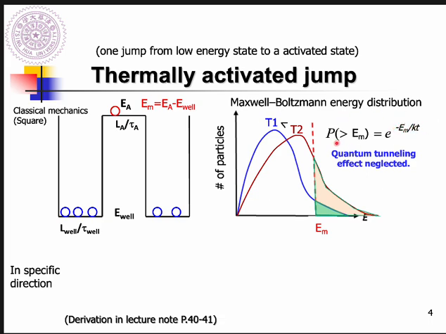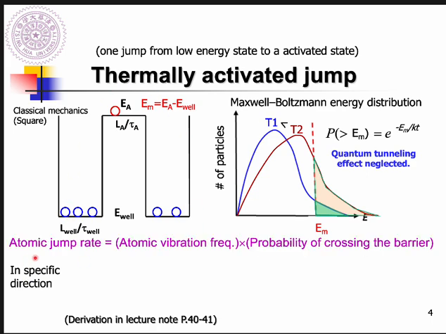This is a probability. So in order to estimate the jump rate, gamma prime, the successful jump rate can be written as the vibration frequency times the probability of the atoms to cross the energy barrier. Everything we discuss here ignores the quantum tunneling effect. So the successful jump rate depends on the vibration frequency and the probability, and you just substitute this term here, right?